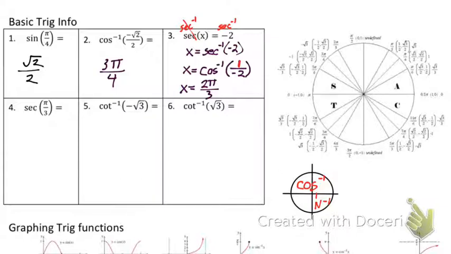If I don't have an inverse, notice how this is just regular secant of pi over 3, not an inverse. To convert it to cosine, we're just going to say this is 1 over cosine of pi over 3. So we go to pi over 3. Cosine of pi over 3 is going to be 1/2. So it's going to be 1 over 1/2, which just equals 2.